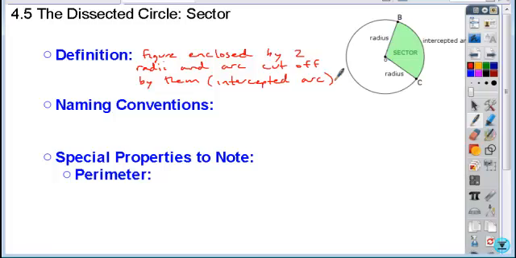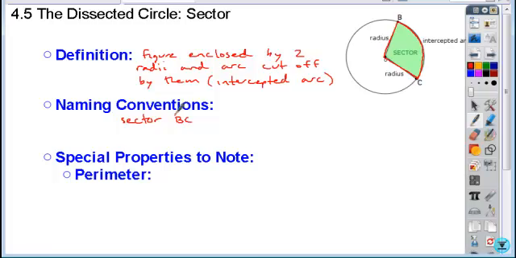And so it's just, again, an enclosed figure formed by two radii, and then the portion of the circle that's contained between those two radii, and the intercepted arc of that. As far as the naming conventions go, once again, it's just going to be named sector, and then it'll be labeled by the endpoints of its arc.